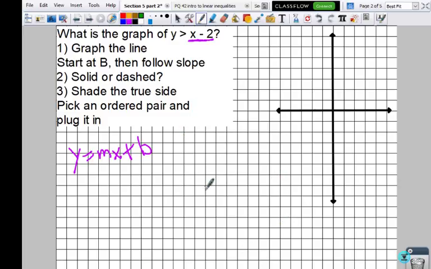So, Keith, start us off. What's b in this problem? If I have y is greater than x minus 2, what's my b? Do you hear me, Keith? What's my b in this problem? Alright. So we're doing mx plus b. b is the number here on the end, which is, careful though, negative 2. Negative 2.